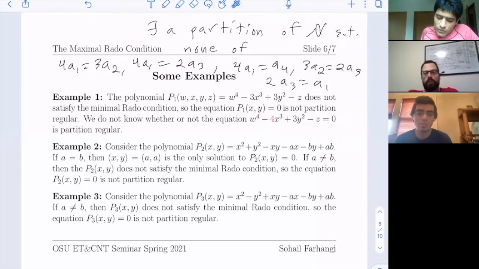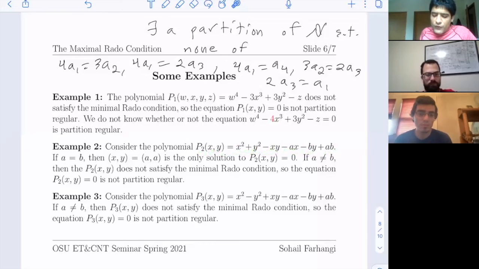Okay. So these next 2 examples are from the paper of Barrett, Moreira, and Lupini. Their first example is this polynomial P2 of x, y, which is x squared plus y squared minus xy minus ax minus by plus ab, where a and b are constants, but they're the parameters that we're varying.